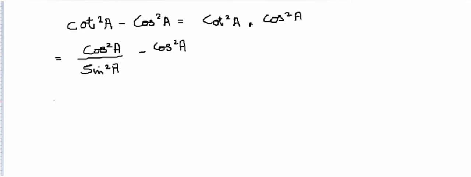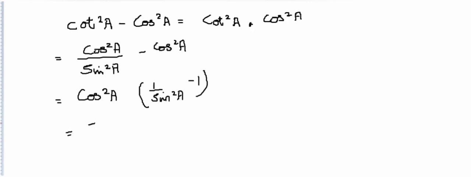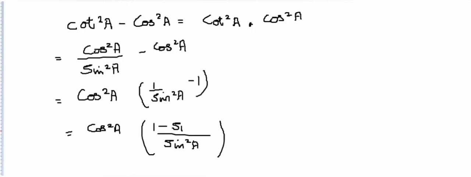Now I can take this cos square A outside. So I am taking common. Now I will get in the bracket 1 upon sin square A minus 1. So here I am taking LCM. Now after taking LCM, I will get cos square A, sin square A in the denominator, and in the numerator I will get 1 minus sin square A. Now we know that 1 minus sin square A is cos square A.